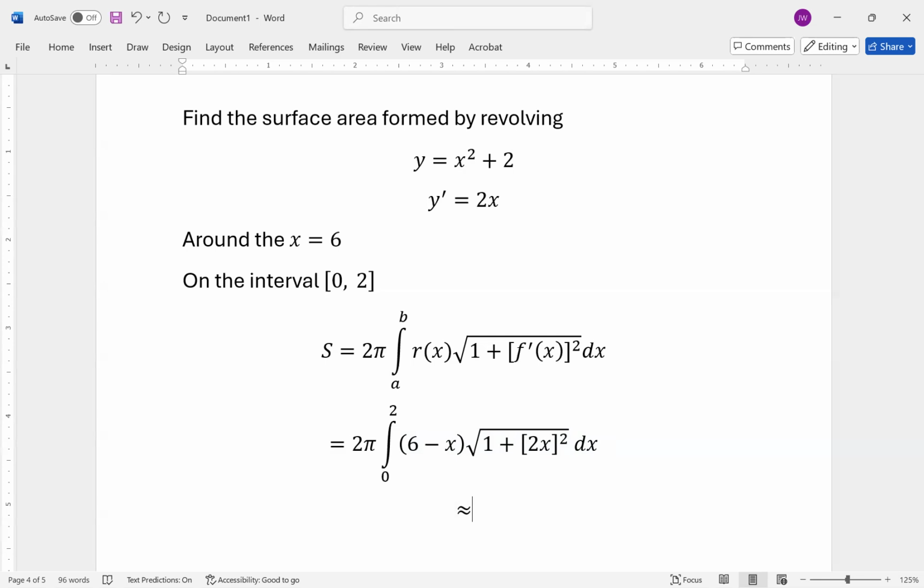So plugging that into my calculator, again, make sure you are very cognizant of how the parentheses work. A lot of times people will write 6 minus x times square root and forget the parentheses around the 6 minus x, and that throws the entire calculation off.